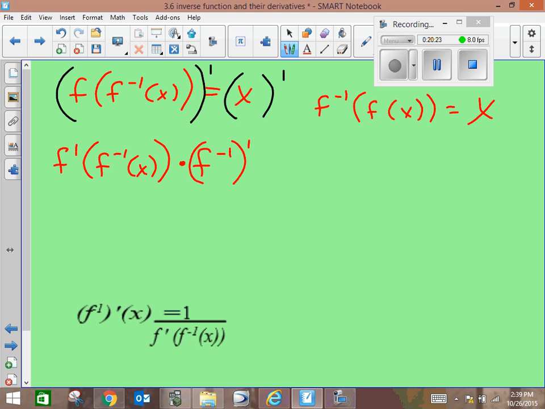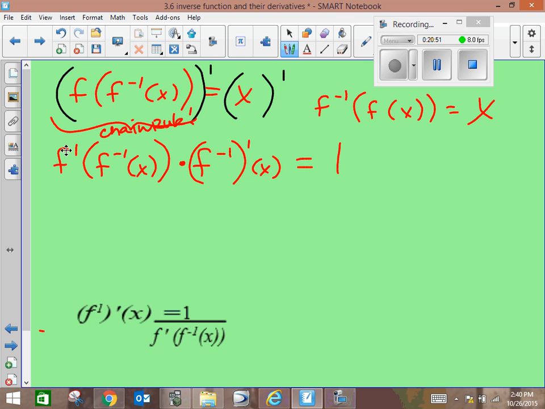Derivative equals, what's the derivative of that? 1. This right here is the chain rule. There it is. If you look under the chain rule derivatives, it's f and g, same idea. So you have f prime of the inverse function times the derivative of the inverse function.